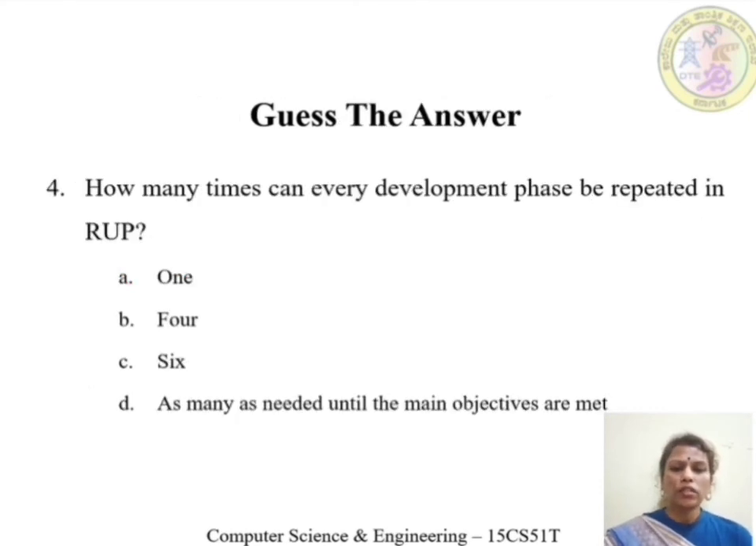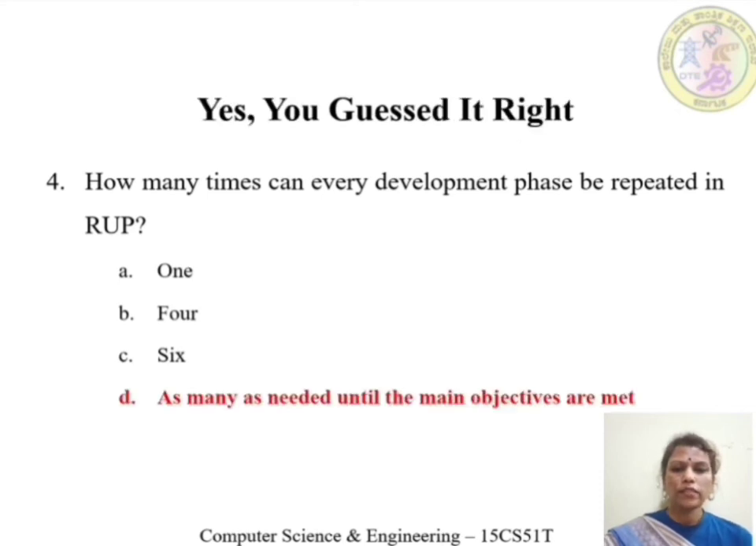And the last question is, how many times can every development phase be repeated in RUP? Options are 1, 4, 6, as many as needed until the main objectives are met. Let's see the answer, students. Yes, you guessed it right. The answer is as many as needed until the main objectives are met. Since RUP follows an iterative process model approach, the product is delivered to the customers in increments until the main objectives are met.